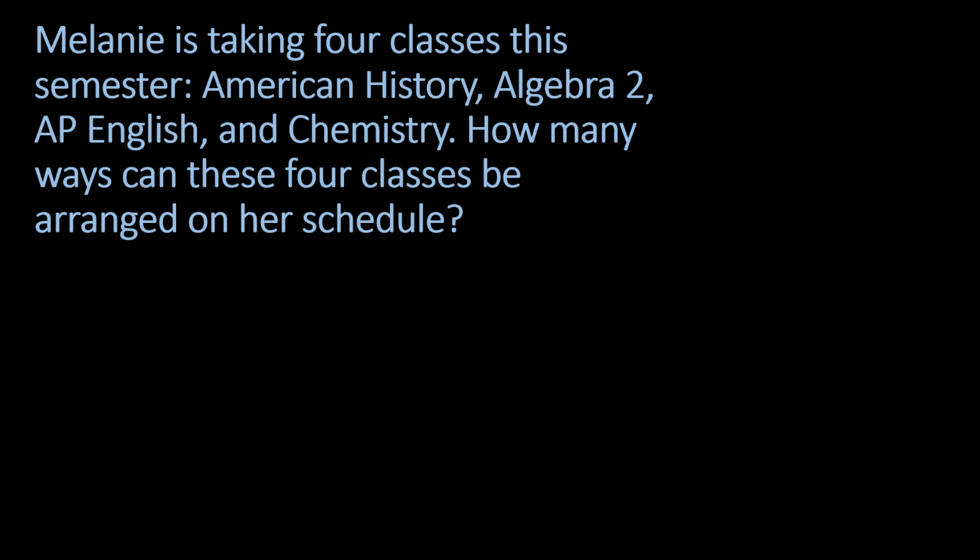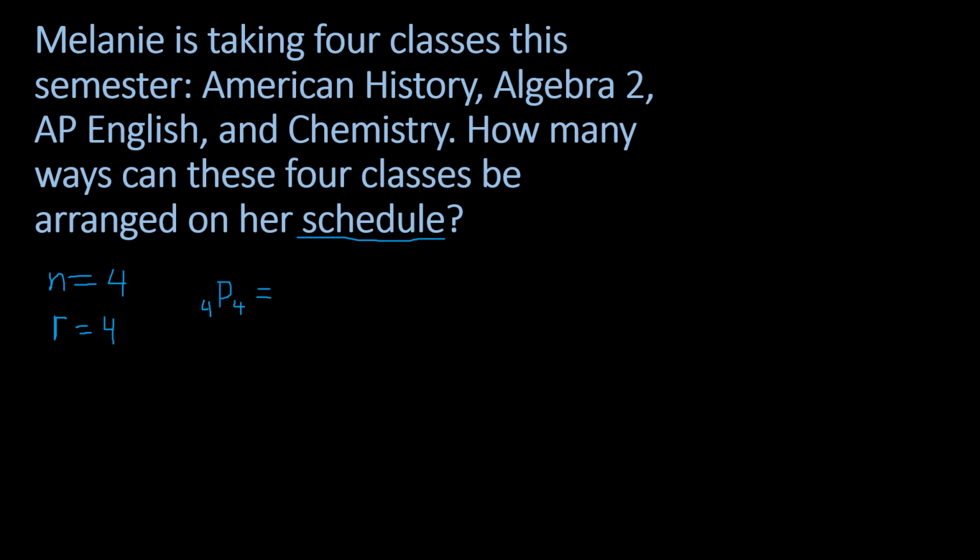Okay, our next example, Melanie is taking 4 classes this semester: American History, Algebra 2, AP English, and Chemistry. How many ways can these 4 classes be arranged on her schedule? So because I'm talking about a schedule, I know the order matters. So my n and my r, I have American History, Algebra 2, AP English, and Chemistry. So I have 4 total classes I'm using. And then we're arranging them on a schedule, so she has to take all 4, right? Okay, so I'm using 4 P 4.